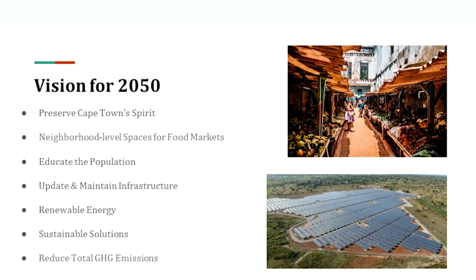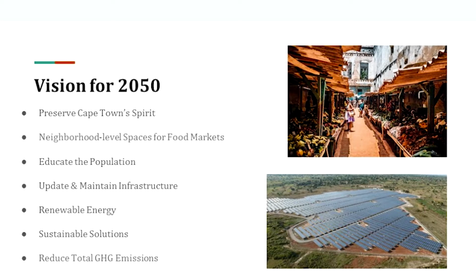For our vision, we're not unaware that Cape Town is a developing city and there are a lot of hurdles for that, so we tried to keep our design as realistic as possible with the research that we were able to find. So we'll be based in neighborhood level spaces for food markets, because those are things to preserve the culture of Cape Town.